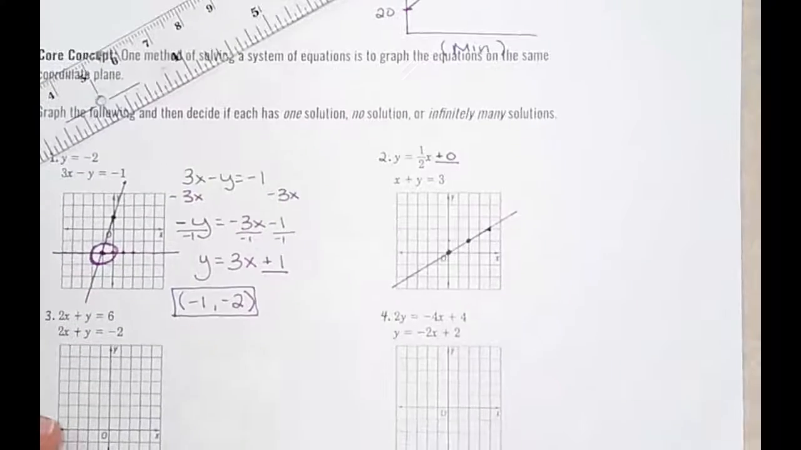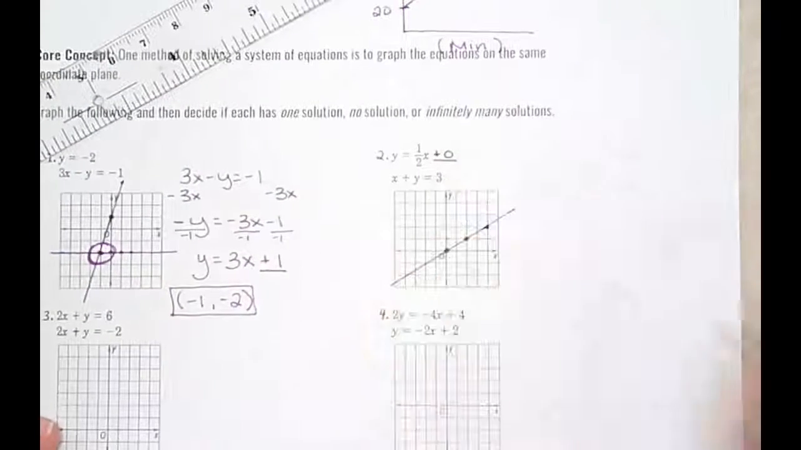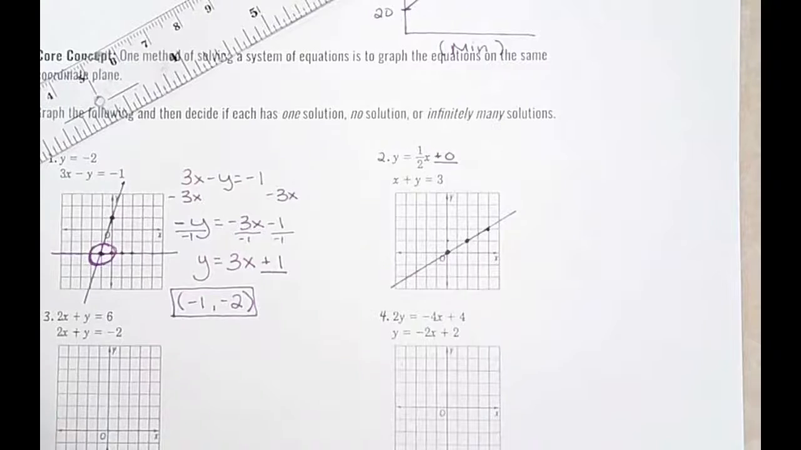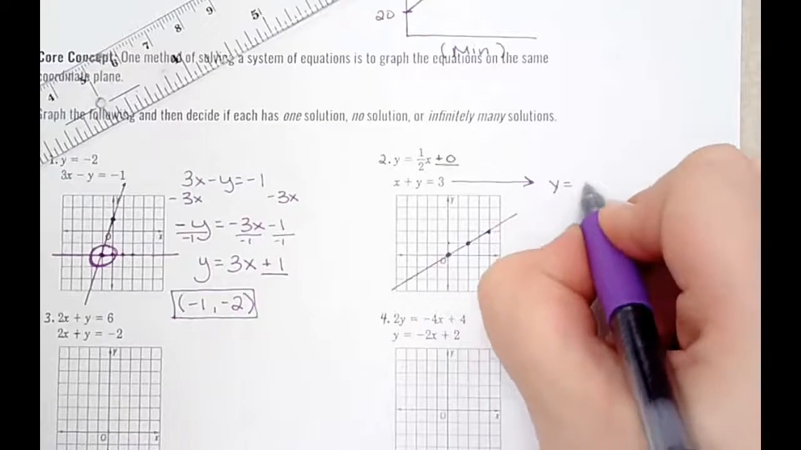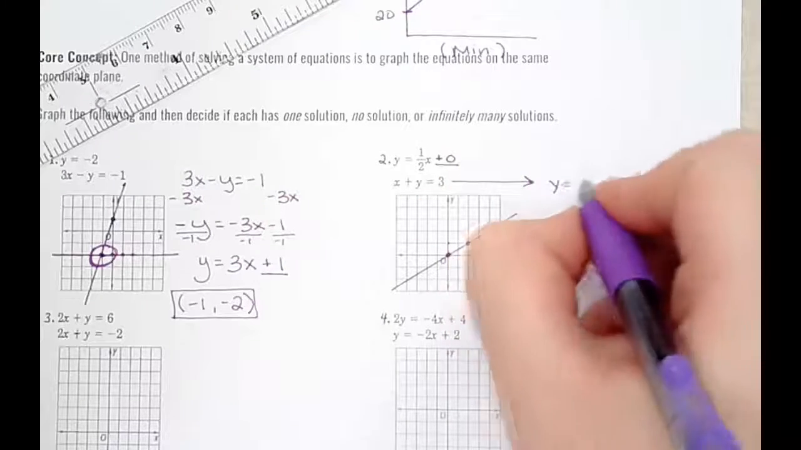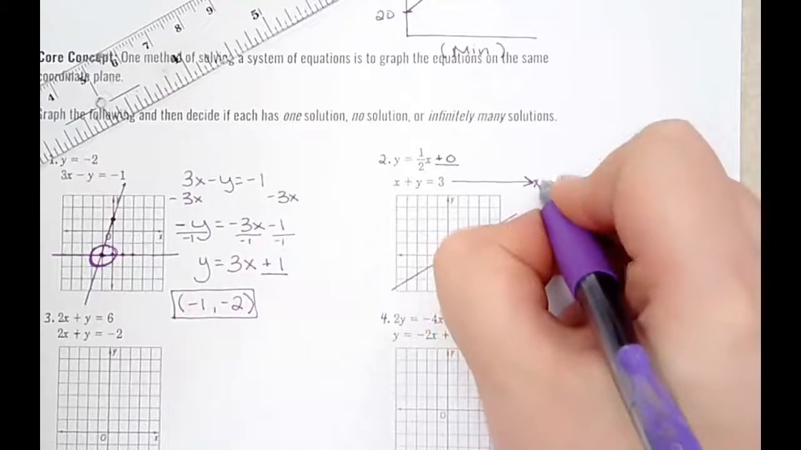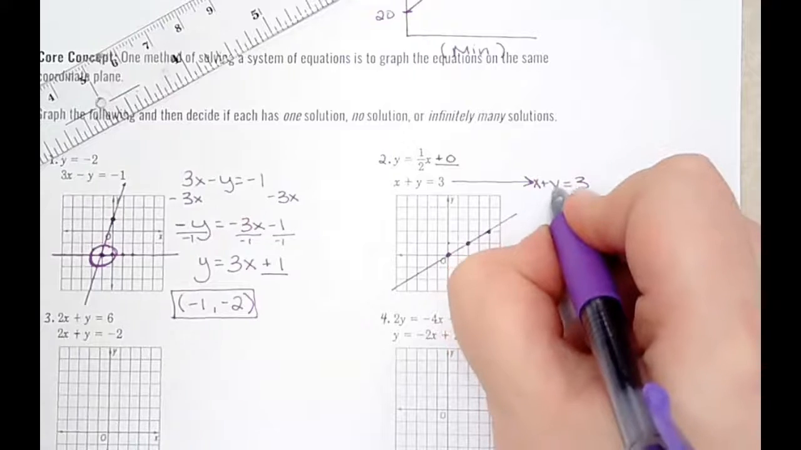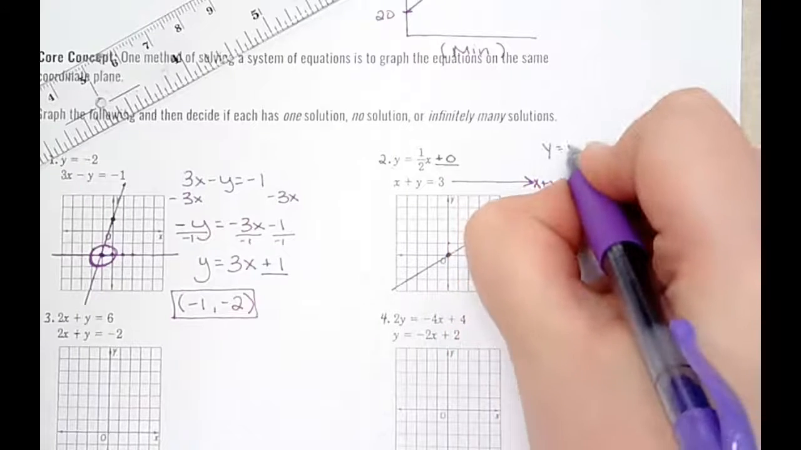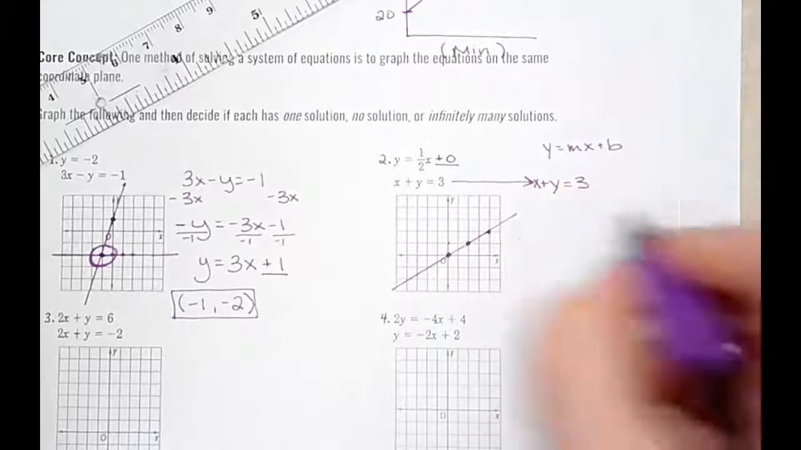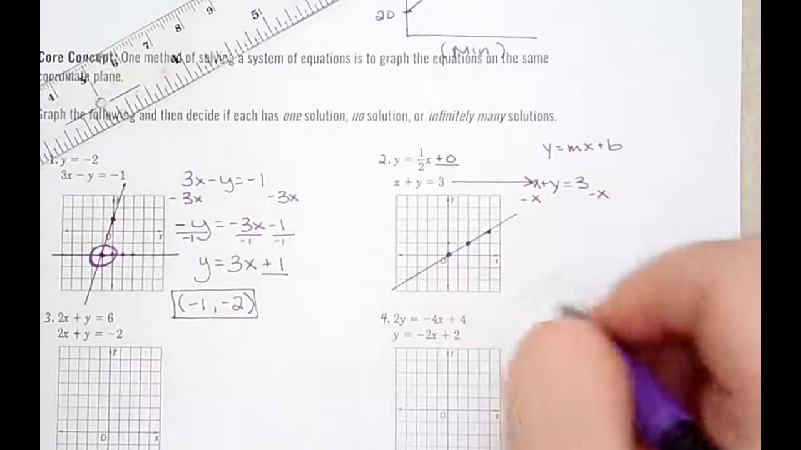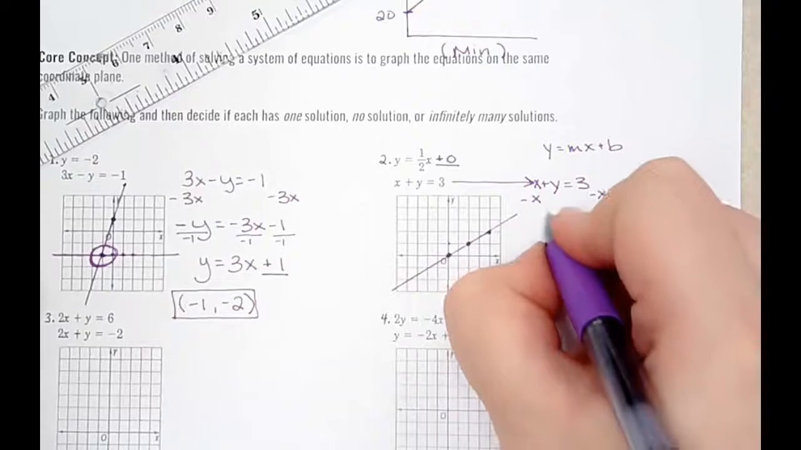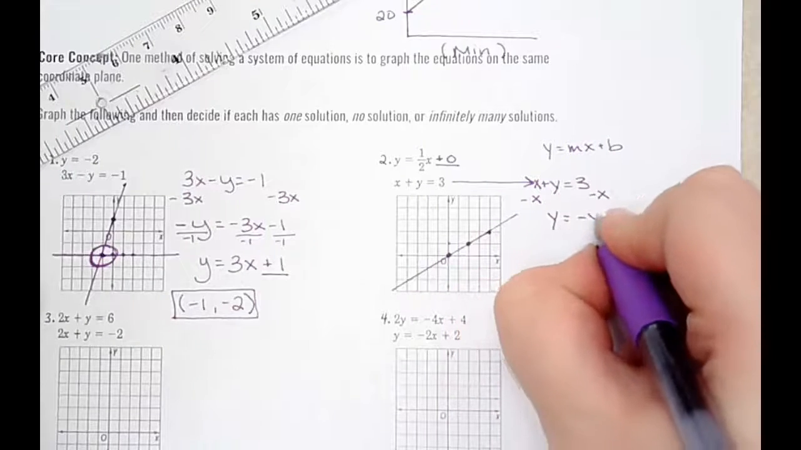Second one, not in a y equals form, not in my y equals mx plus b. So I'm going to bring that over, and I should actually do it this way, I should say x plus y. If I want y by itself, I want it to be in the form y equals mx plus b. I need to move this x away. I'm going to subtract it from this side, and subtract it from that side. I get y equals -x plus 3.